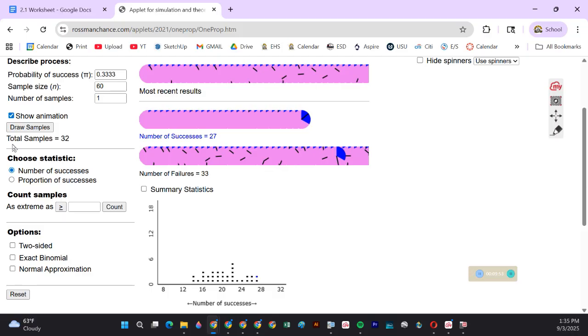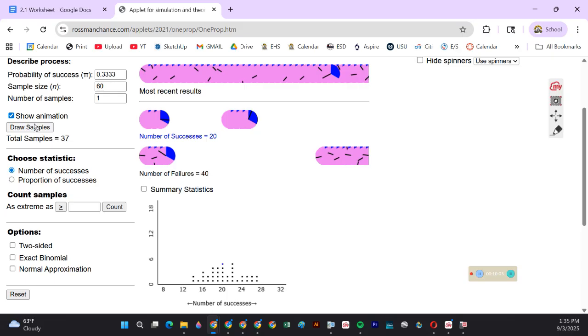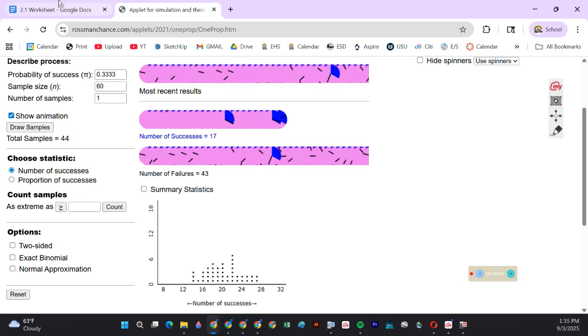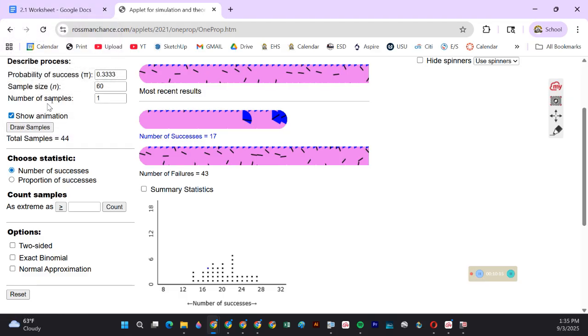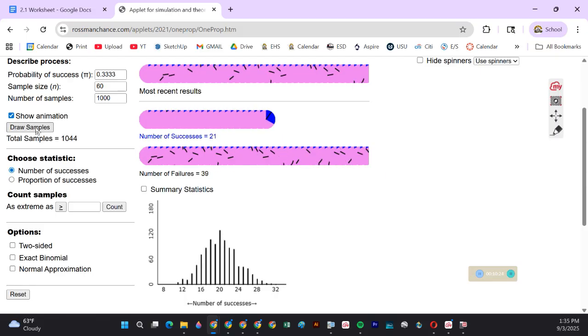Okay, now look back up here. Do I have a nice looking histogram? Not yet. How many times do I need to push this button until I have a nice histogram? And the answer is, you can never do too many, but 1,000 is usually enough. So I'm just going to go up here and change my number of samples to 1,000, and then draw samples one time. And now I have a pretty good looking histogram.